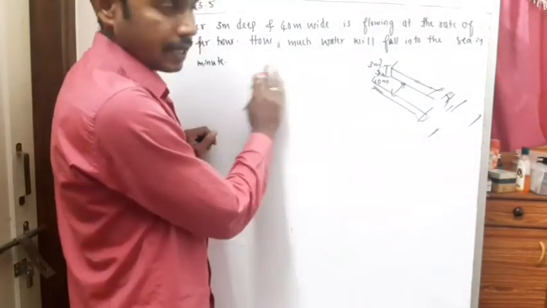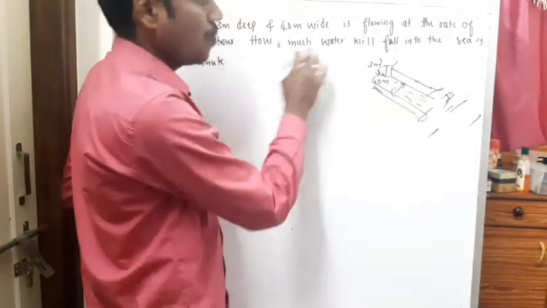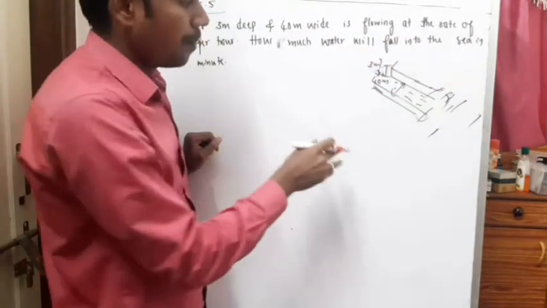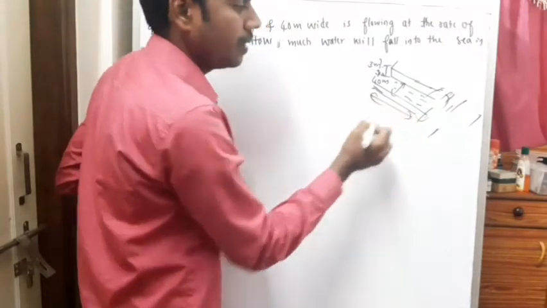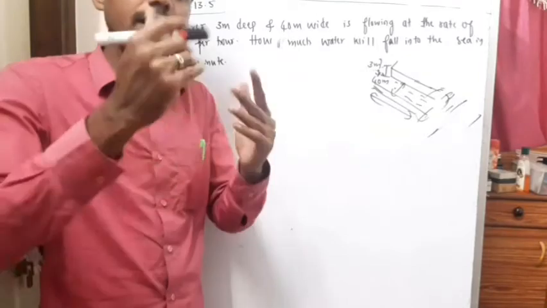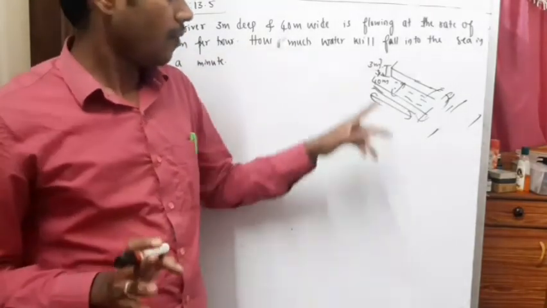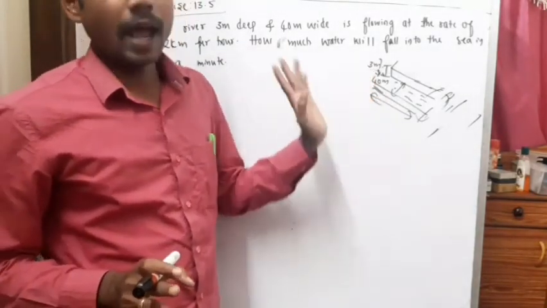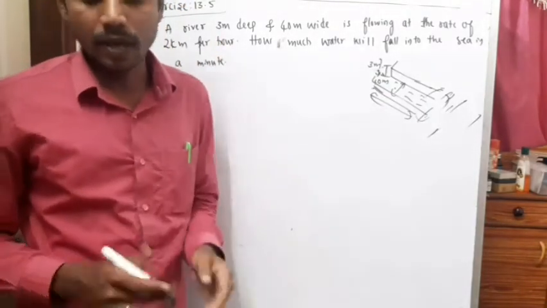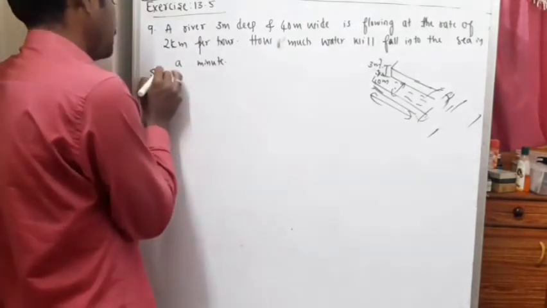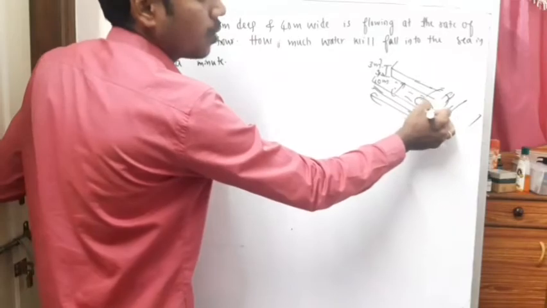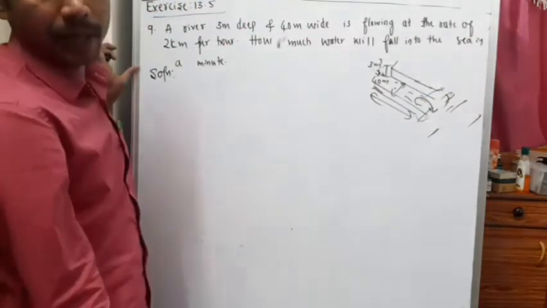The question is, if this is the case, how much water will fall into the sea in a minute? See, for this they have not given the length. To find the volume of water, we need length, breadth and height. We have breadth and height, we don't have a length. Length is given in the form of 2 km per hour. Okay, now we'll write down. We need to find in a minute how much quantity of water will enter into the sea. That we need to calculate.